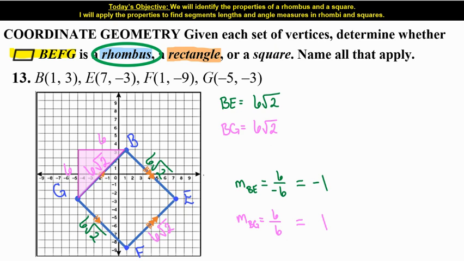These are opposites. One's positive, one's negative, but are they reciprocals? Well, 1 over 1, when I flip that over, would still be 1 over 1. So yes, that is a 90 degree angle. I know it's a parallelogram, so my opposite angles are congruent, and my same side interior angles are supplementary, so if one's 90, the other is. So yes, this is a rectangle. Because it's a rectangle and it's a rhombus, this is a square. So hopefully that finishes up your notes from the other day.